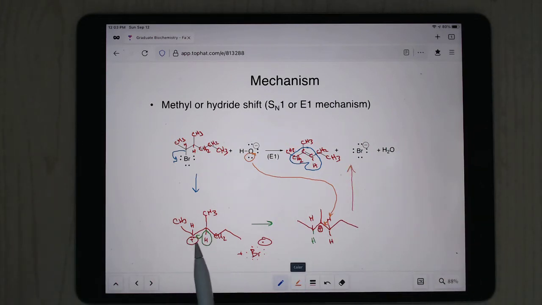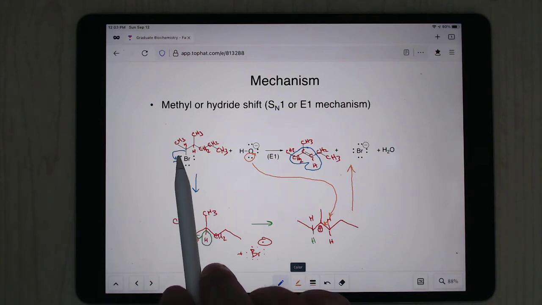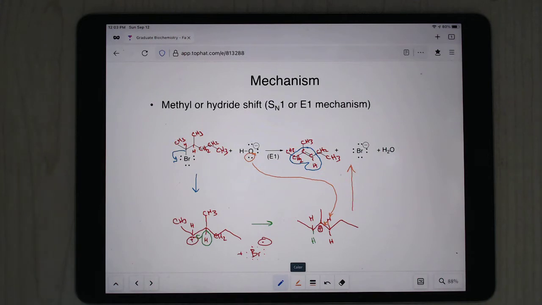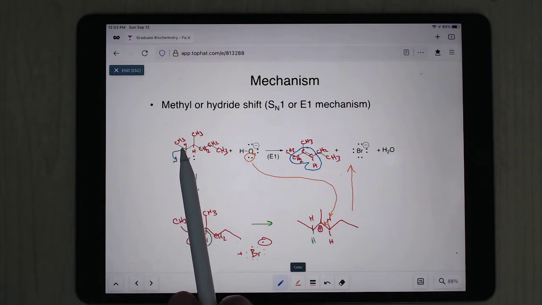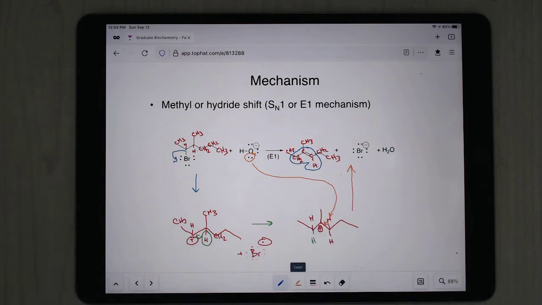But the important thing is to see the hydride move over, and you can figure that out by looking at what the hydrogens look like in the starting material and then the product, and you can see what changes. That'll give you a hint as to what needs to move around.